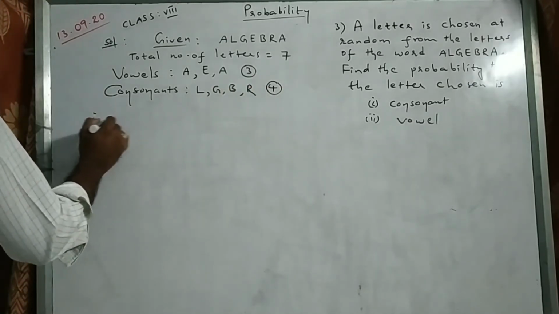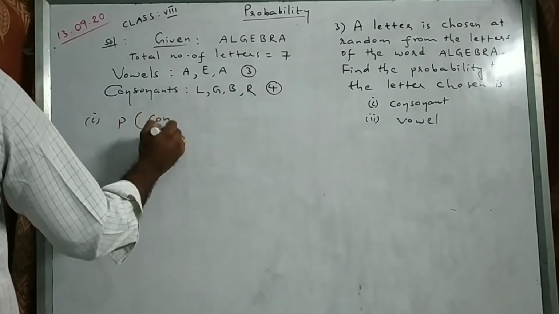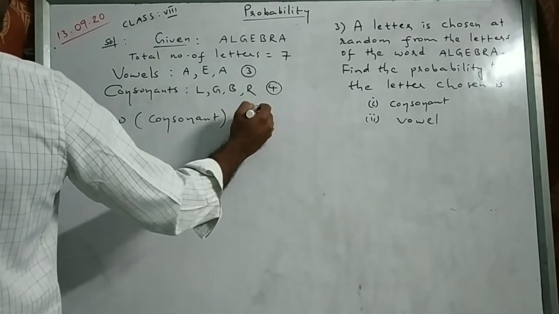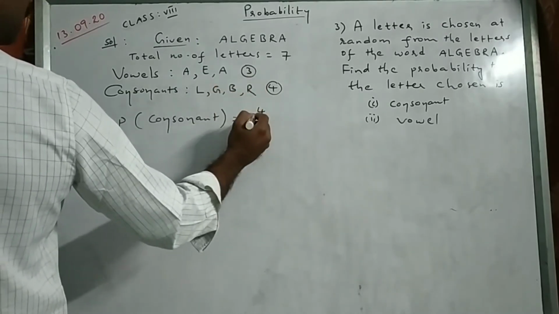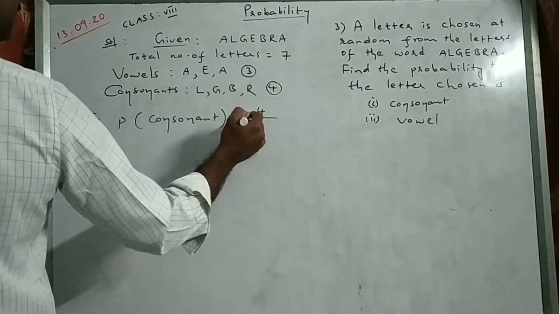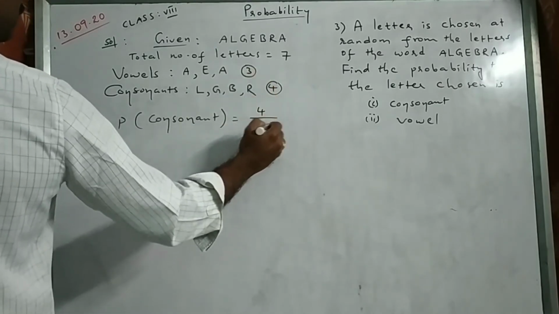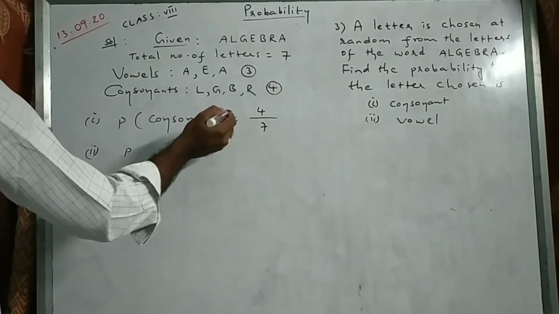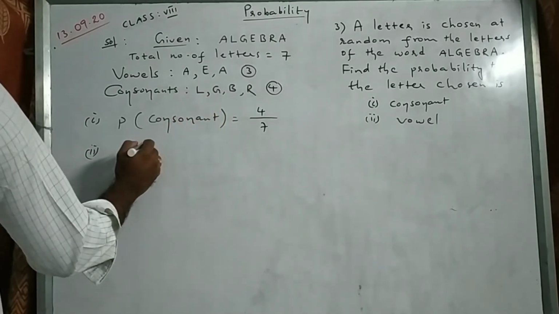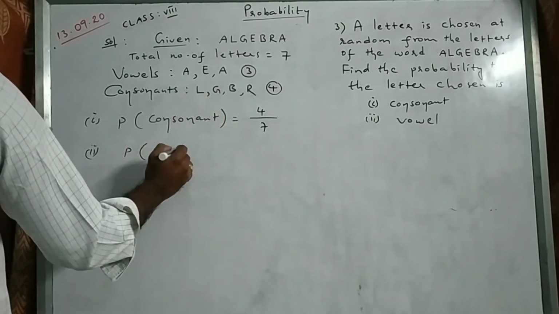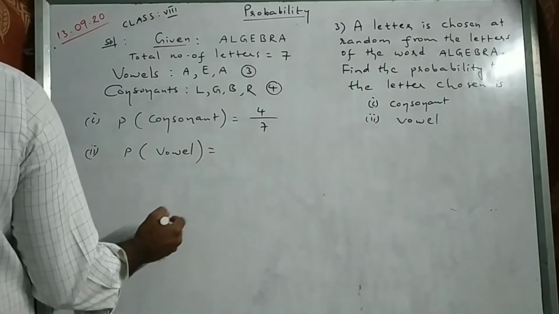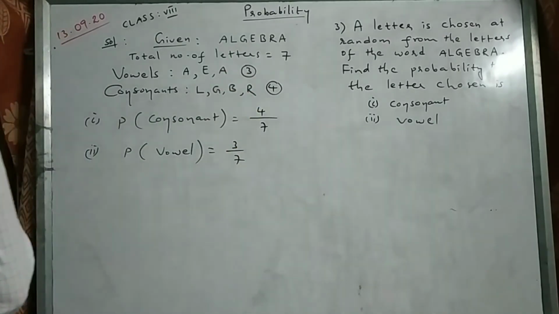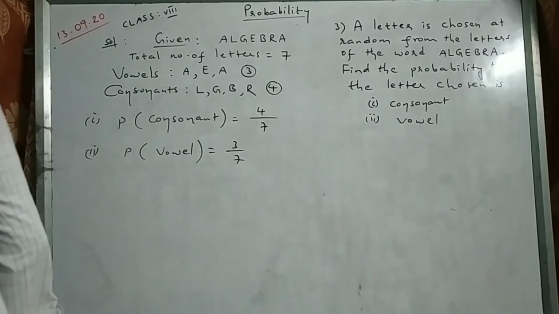So what is the first question here? Probability of getting a consonant. How many consonants we have? 4. Any one of 4 consonants we will get. Favorable cases are 4 upon total number of possible outcomes 7. Number of favorable outcomes by total number of possible outcomes. Probability of getting a vowel is, how many vowels we have? 3 upon 7.